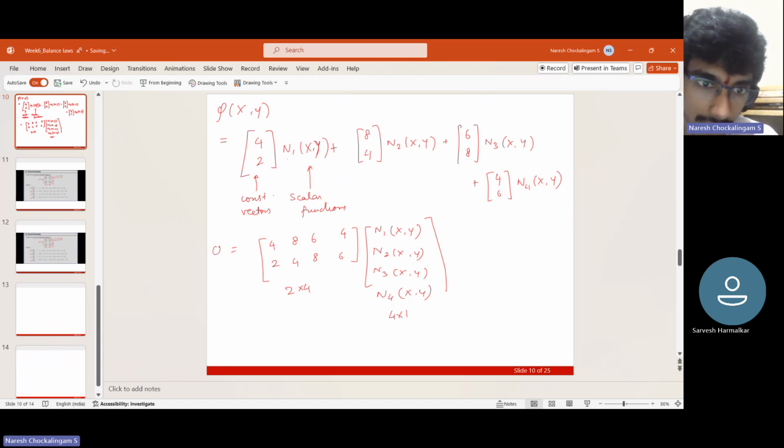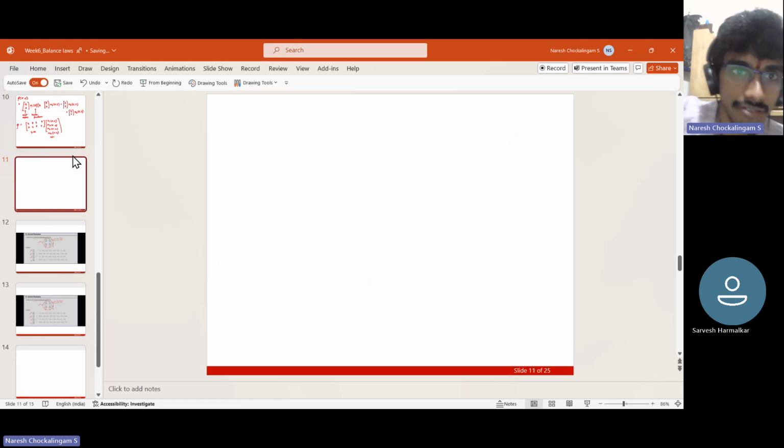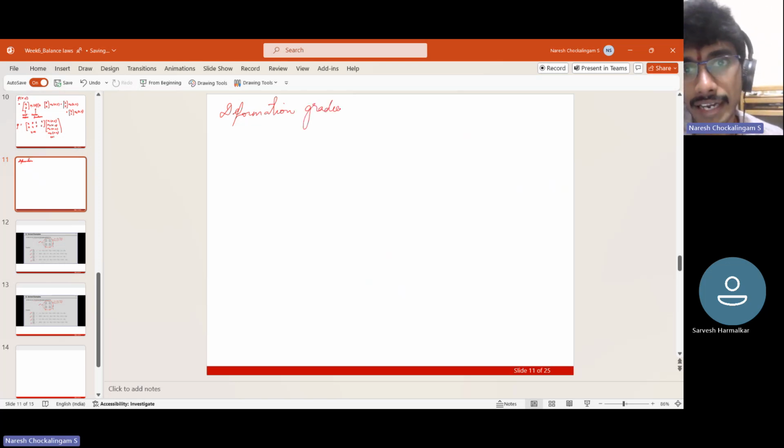So this is phi, right? This is the deformation function. What are they asking in the question? We are asked to find out the deformation gradient. We want to know the deformation gradient. So phi of x comma y, we want to find grad phi of x comma y.